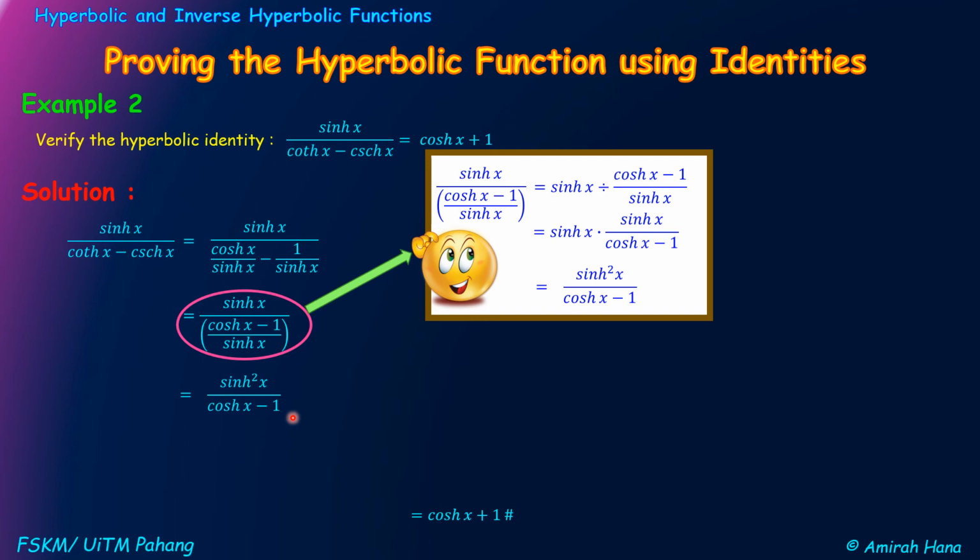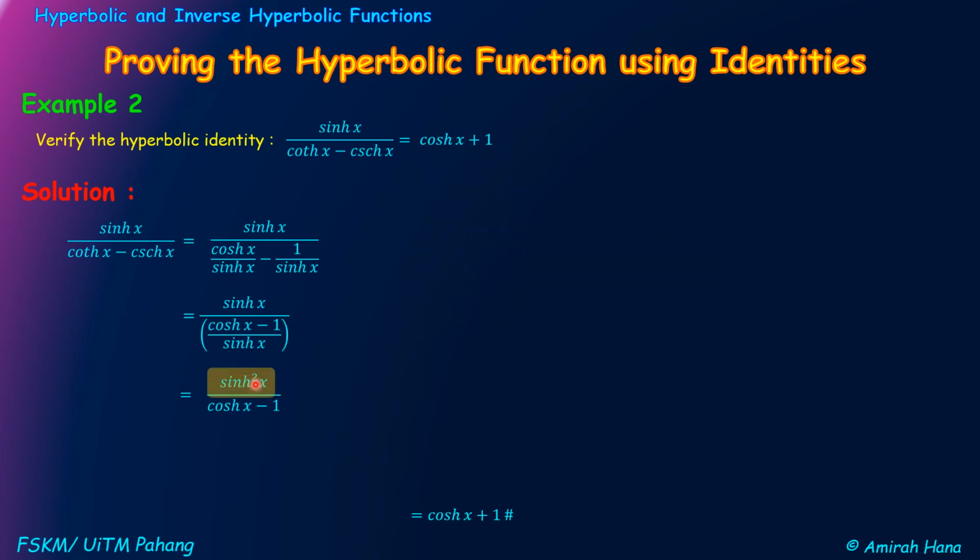So now we look at what we want to verify. We want it in terms of cos. So it means that we need to write sin squared x in terms of cos x. So how do we write sin squared x in terms of cos x? From here we can use an identity.